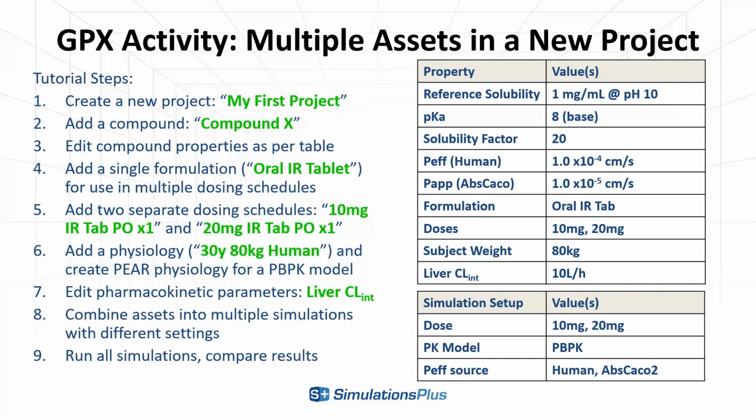First, we will create a new project. We will then add our assets to this project, starting with the compound, using the properties in this first table on the right. Next, we will add our formulation and use this in two different doses. We will then add a physiology asset, create a population estimates for age-related, or pair, physiology for a PBPK model, and assign intrinsic clearance to the liver.